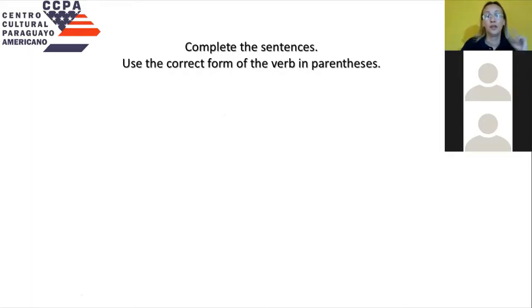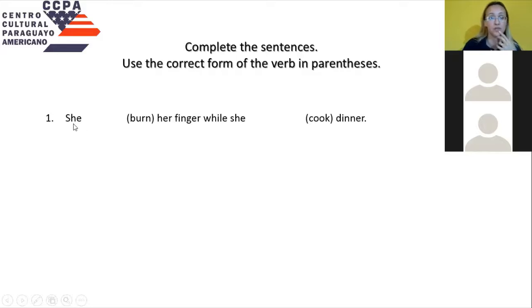Okay, another exercise. Complete the sentences. Use the correct form of the verb in parentheses. So we have burn and cook in parentheses. So she burned her finger while she was cooking dinner.